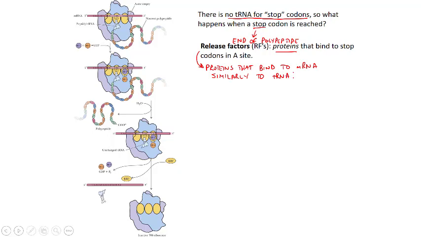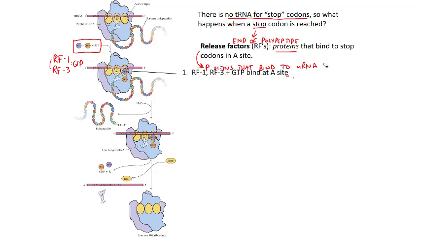And there are two release factors that we care about, RF1 and RF3. These two bind together in a complex with GTP, sort of like the G proteins from epinephrine signaling. So what happens is this: release factors 1 and 3 in complex with GTP bind at the A site.